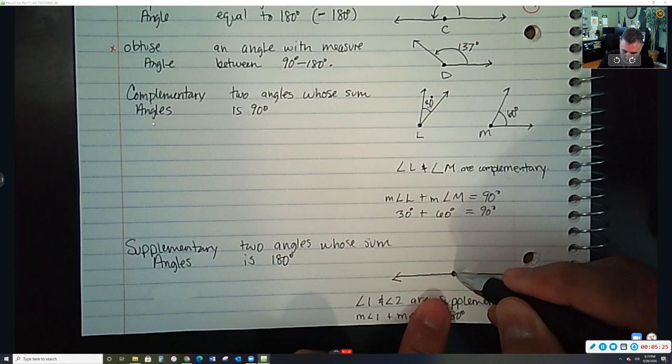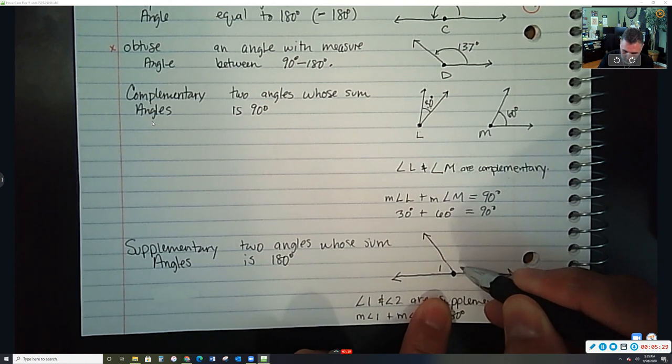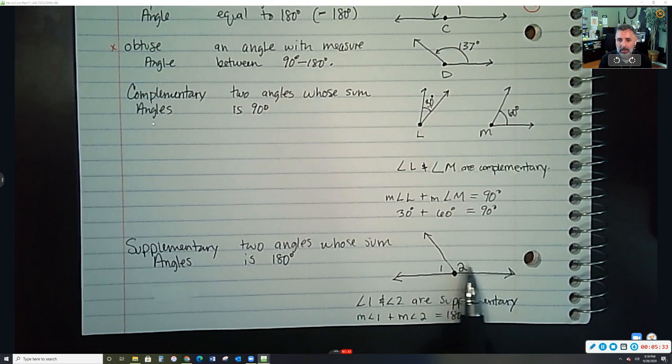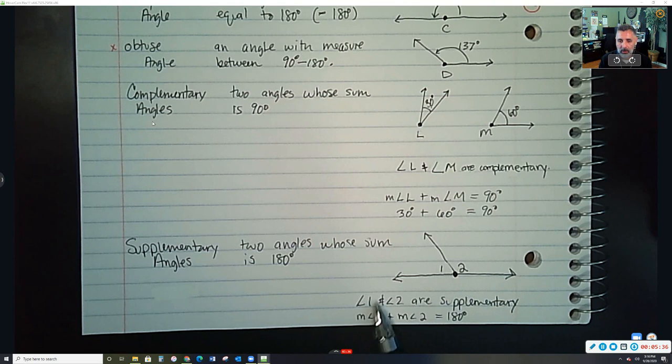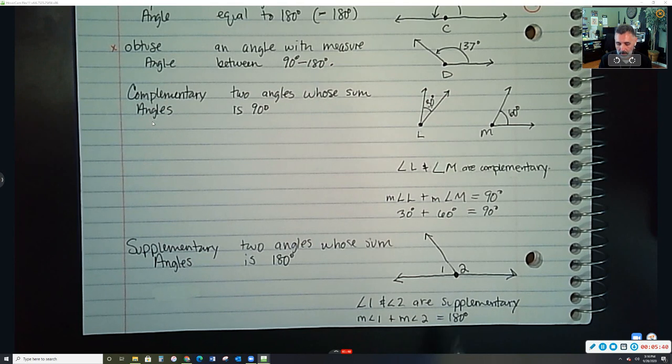And let's say they don't necessarily put down, even though they don't tell us what these angle measures are, I know 1 and 2 are supplementary because if you add them, they equal 180. And how do I know that's 180?